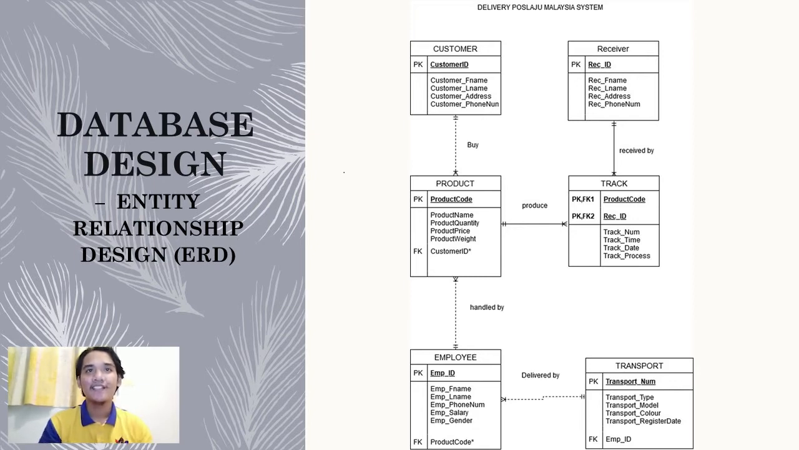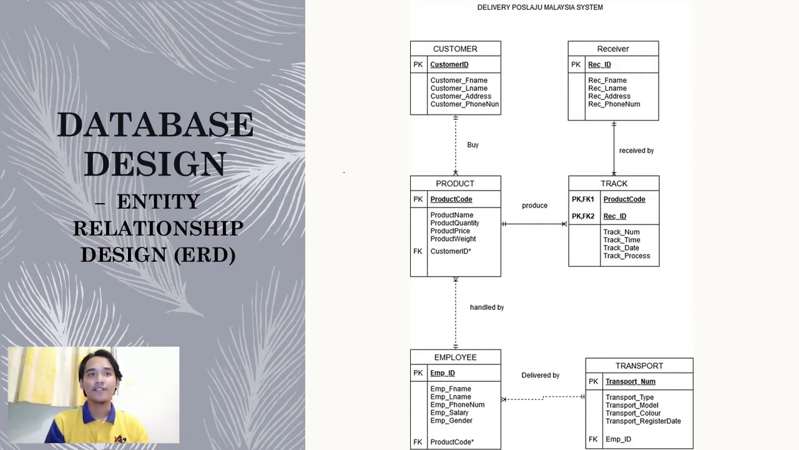The track entity is connected to the receiver entity. That shows that one receiver can have many tracks. The receiver entity contains one primary key, that is receiver ID. Other attributes are receiver first name, receiver last name, receiver address, and receiver phone number. The last entity is the transport entity.